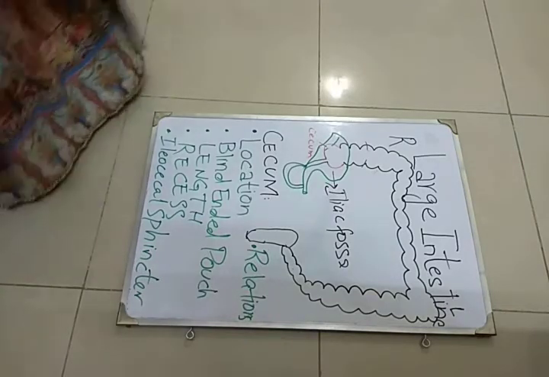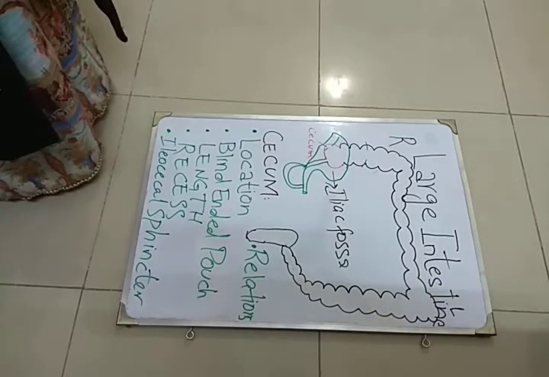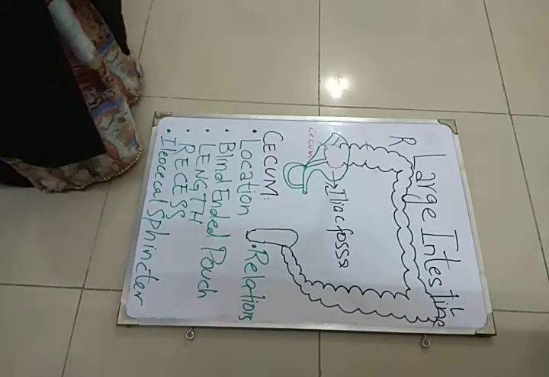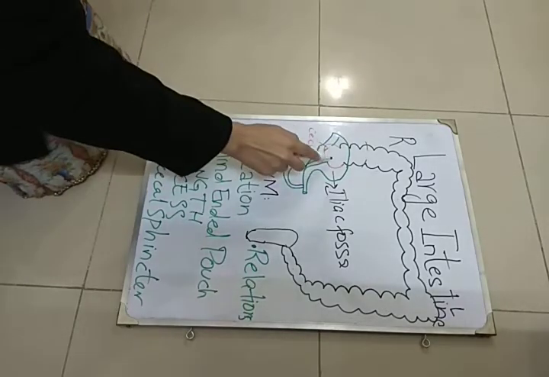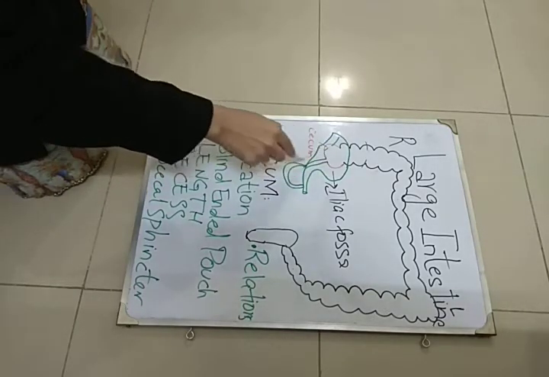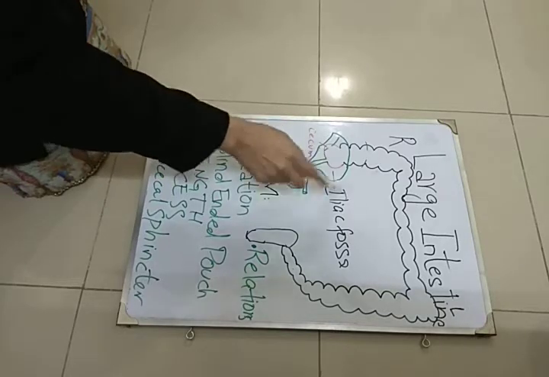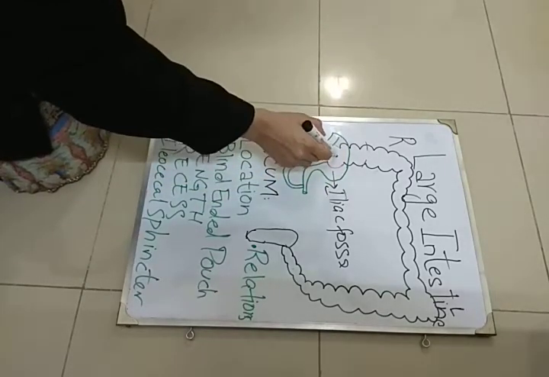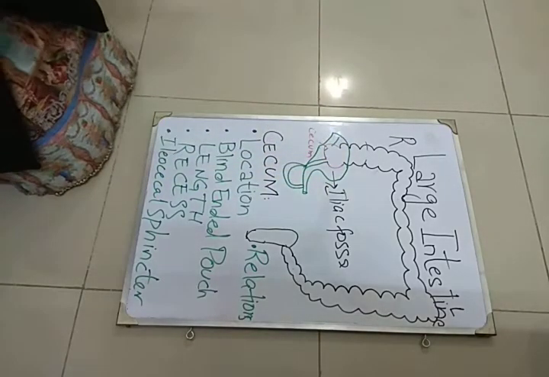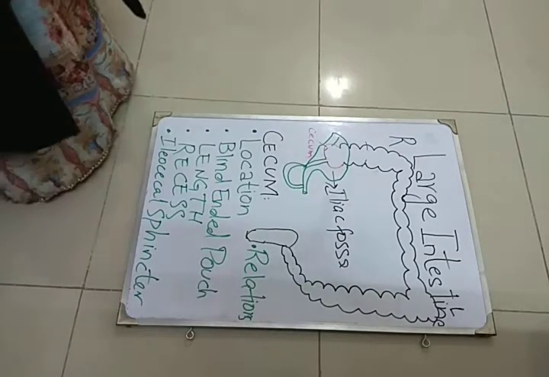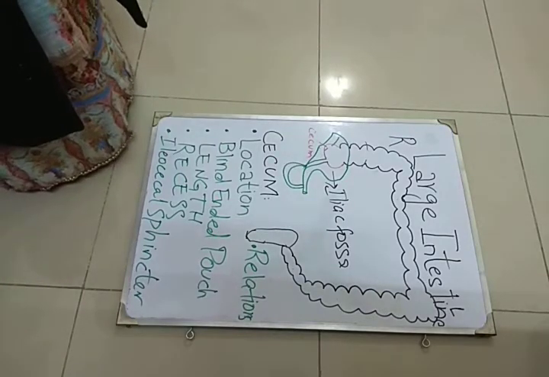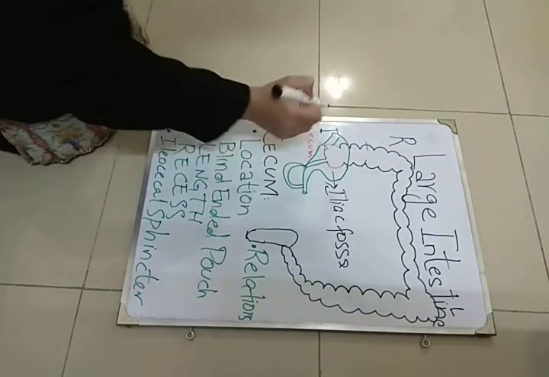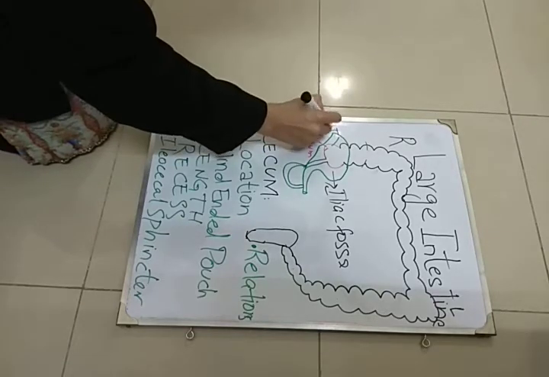It is a blind-ended pouch. When I say that it is a blind-ended pouch, what I mean is that it has only one opening, like this. It has only one opening through which it can communicate with the appendix and the ileum. Over here, the ileocecal sphincter is also present. Okay, so it is a blind-ended pouch. Its length is approximately 2.5 inches.